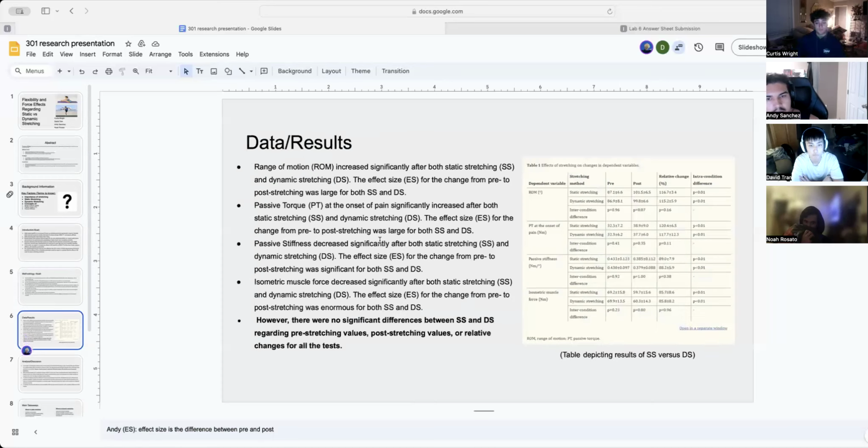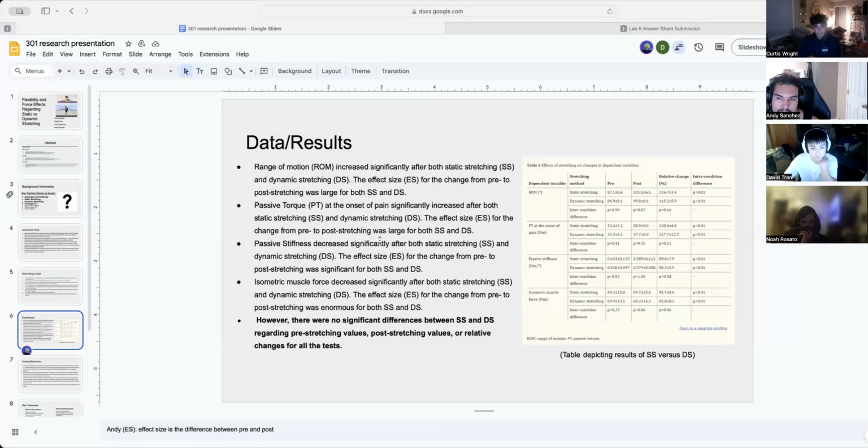All right. So for the data and results, what we found was for the range of motion and passive torque that there was a significant increase both after stretching, doing static stretching and dynamic stretching. Whereas for passive stiffness and isometric muscle contraction, it decreased after doing static or dynamic stretching.